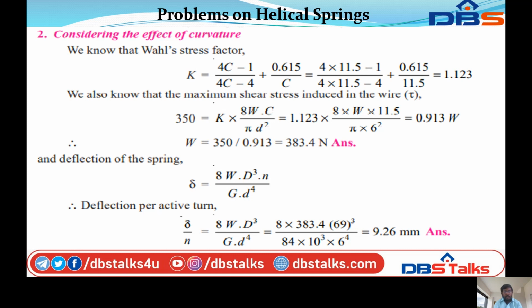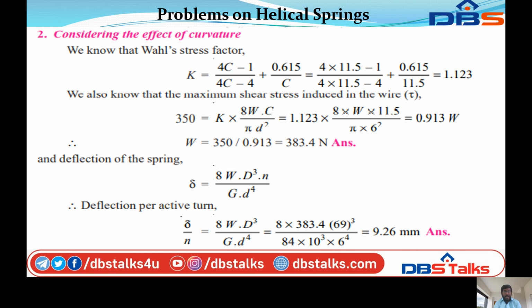So we know that Wahl stress factor K is equal to (4C minus 1) by (4C minus 4) plus 0.615 by C, that is equal to, substitute the C in below equation, 4 into 11.5 minus 1 by 4 into 11.5 minus 4 plus 0.615 by 11.5. So we can calculate the values. K is equal to 1.123.